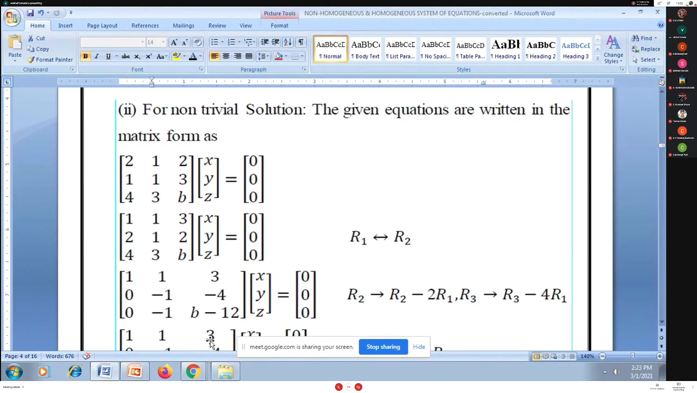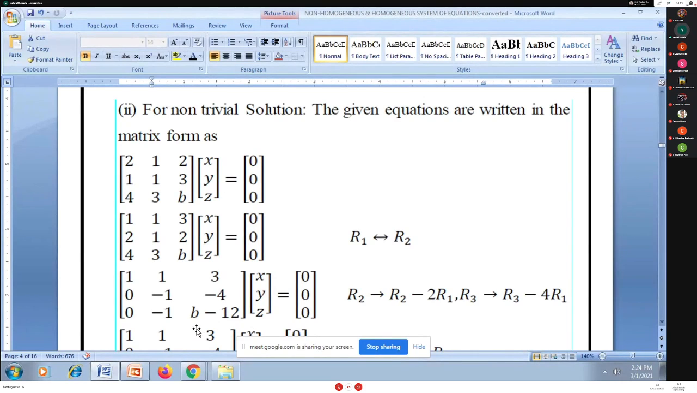Now remember that for the element in the third row, though I am having the entry B, we will keep that entry as it is. With R3 minus 4 R1, I'll get B minus 4 into 3, B minus 12. I'm getting this entry. I'll keep this third-place entry as it is.